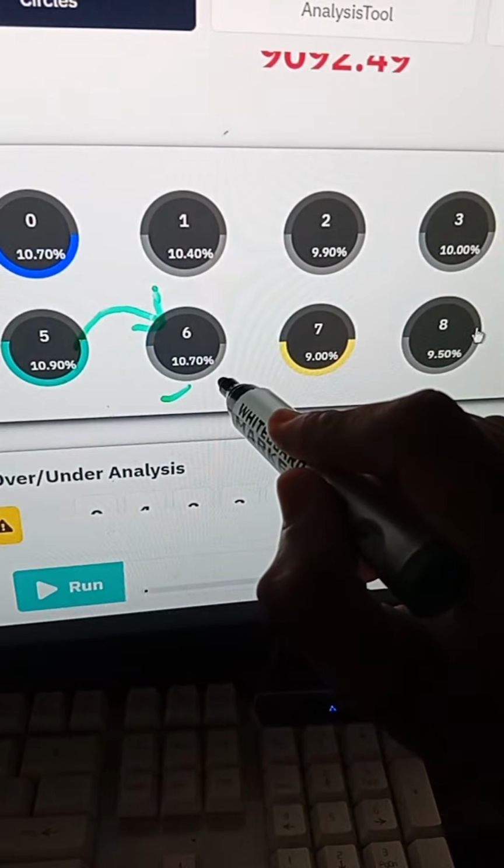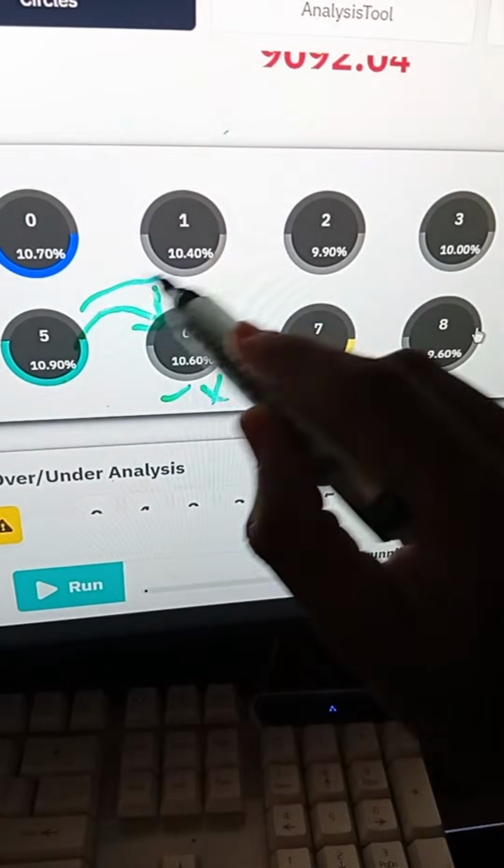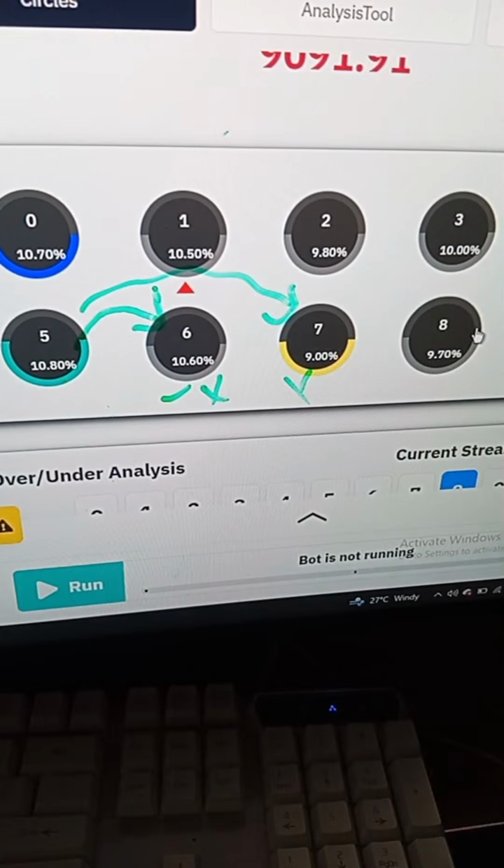So the green circle should never ever be on 6, and it should never ever be on 7. If it is too close to us, like in this instance, it can be a bit risky on our side.